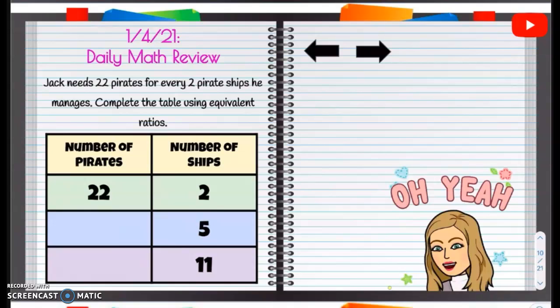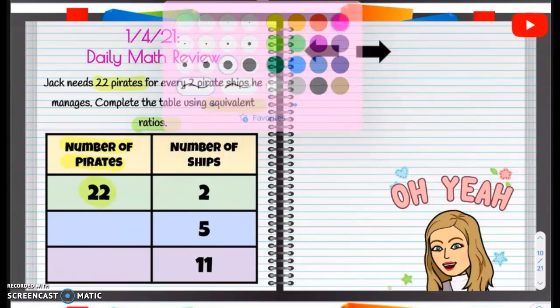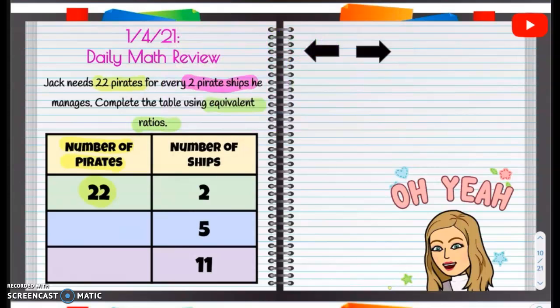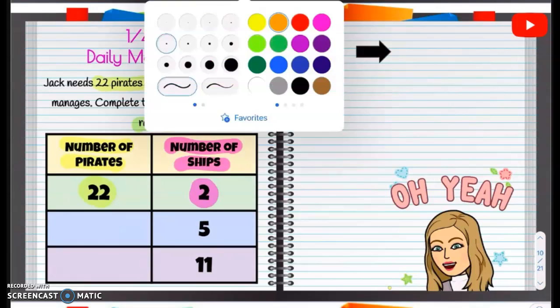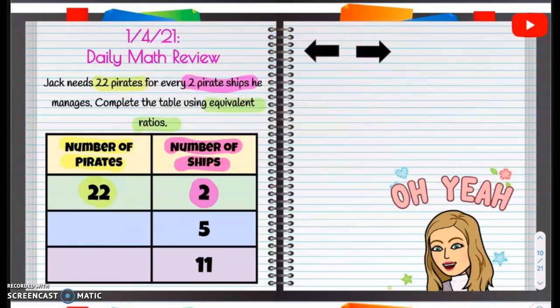So we are going to complete this table using our equivalent ratios. What we're going to do here, it first off tells us that he has 22 pirates. So here's the number of pirates. He has 22 for every 2 pirate ships that he manages. So here's his number of ships. Here's those ships.